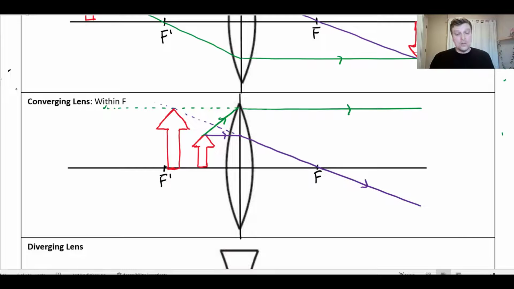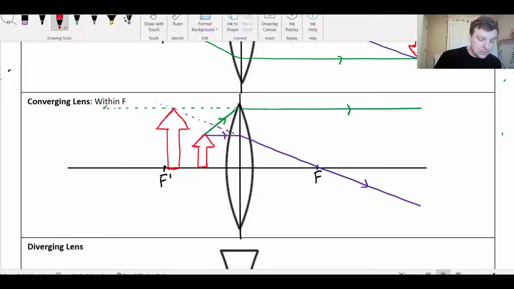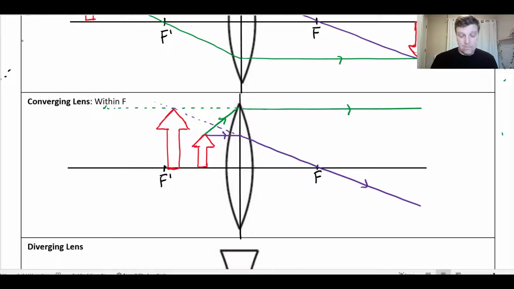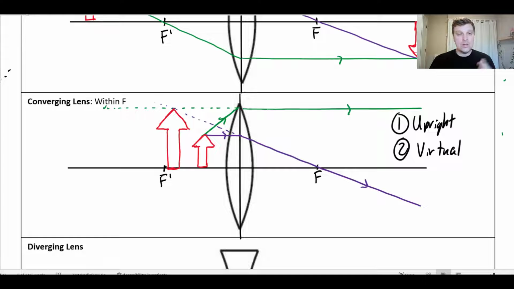Okay. So what do we notice? Two things we can spot right away. Our image is, number one, upright. And number two, it is virtual. This image could not be projected on a screen because those rays don't actually meet. But of course, you can see this image. This is how a magnifying glass works. You put a magnifying glass really close to the object and it looks really, really big.